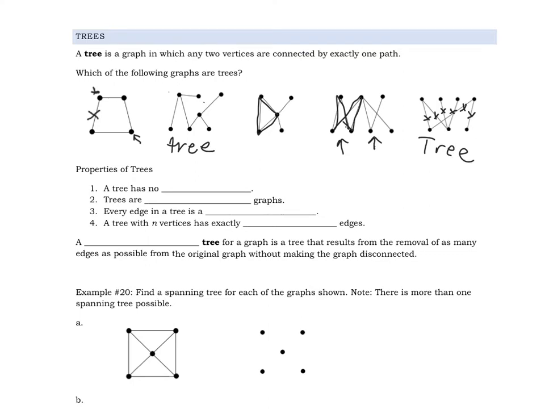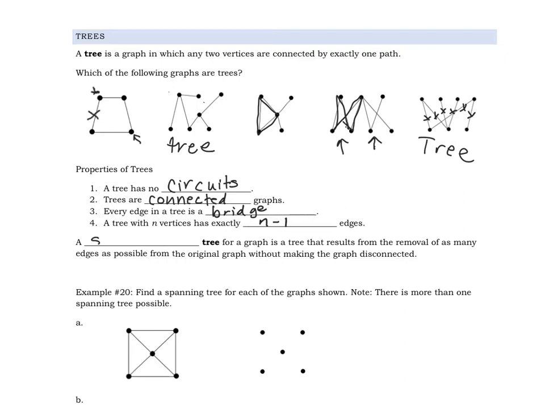So the properties of a tree: a tree has no circuits, which I think we just noticed. Trees are connected graphs. Every edge in a tree is a bridge. I think we noticed that as well, didn't we? And every tree with n vertices has exactly n-1 edges.